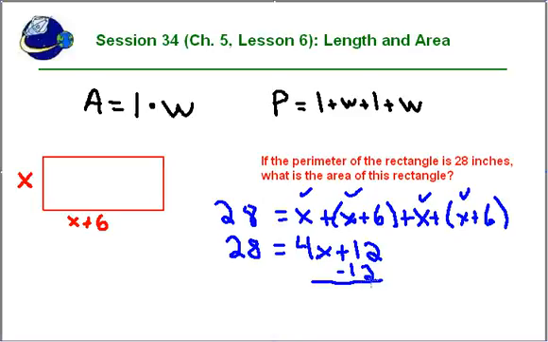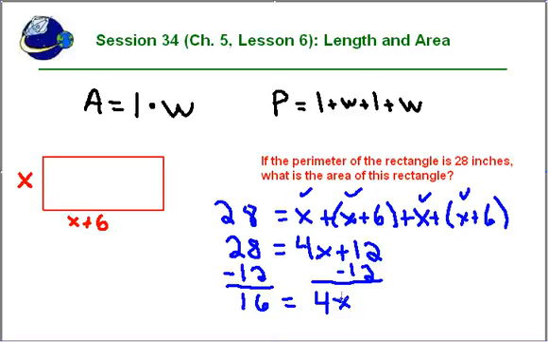We subtract 12 from the right. We also have to come to the left and subtract 12. What is 28 minus 12? Well, that's 16. Over here on the right-hand side, what is 4x plus 12 minus 12? Well, the plus 12 and minus 12 cancel out to a 0. What's 4x plus 0? It's just 4x. We now have 4x equals 16.